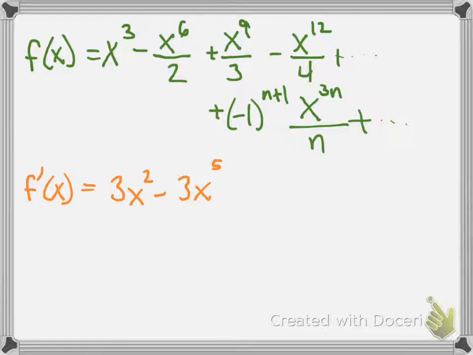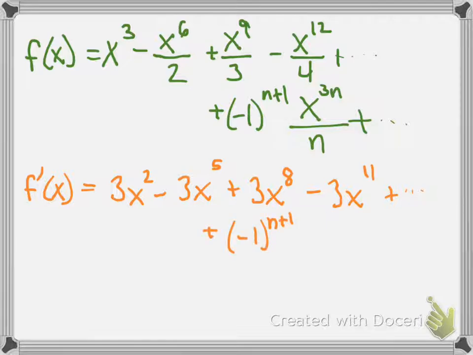I'm already simplifying, when I bring the 6 down as a multiplier, 6 divided by 2 is 3, so I'm already working that part out. And then we're going to have plus 3x to the 8th, and then minus 3x to the 11th, plus negative 1 to the n plus first power.